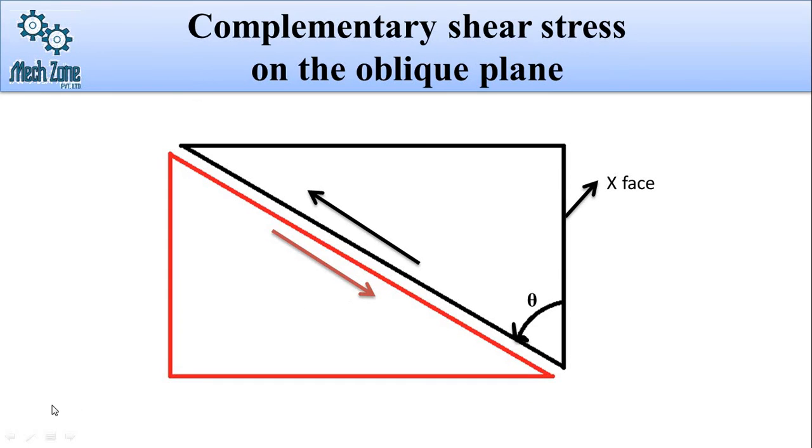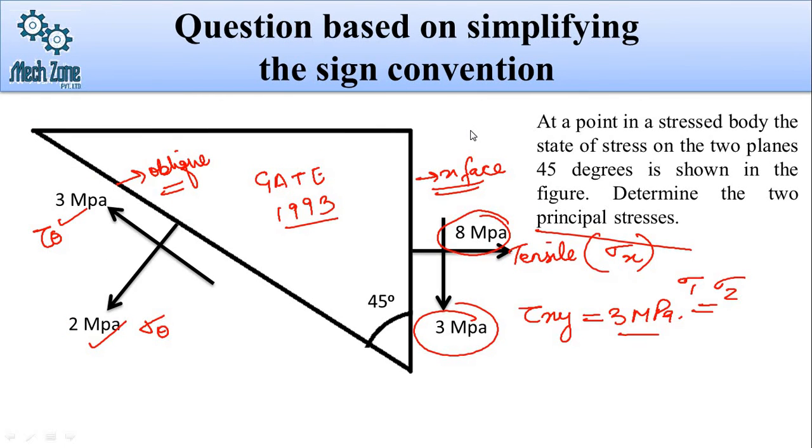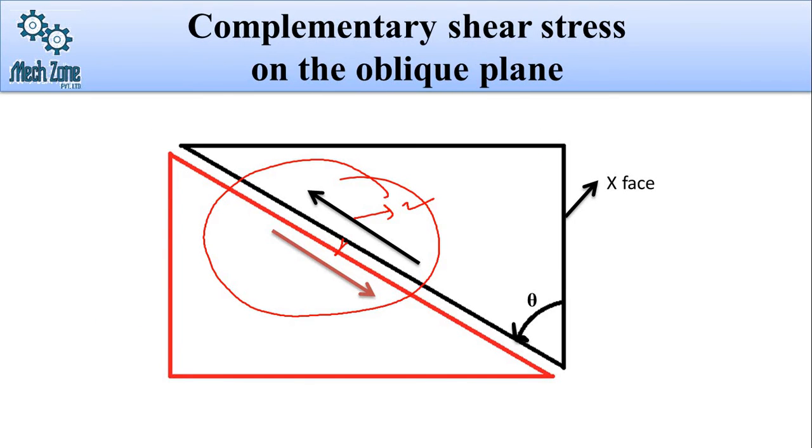Now I have drawn a complementary shear stress. We already had this shear stress, and now I drew this complementary shear stress in order to complete a pair. So from these 2 shear stresses we can say that they are acting in the anti-clockwise direction on this oblique plane. From our sign convention, if it is anti-clockwise, we consider it positive. So this 3 megapascal will be taken as plus 3 megapascal. And theta, as we all know, has been given as 45 degrees from the x face.